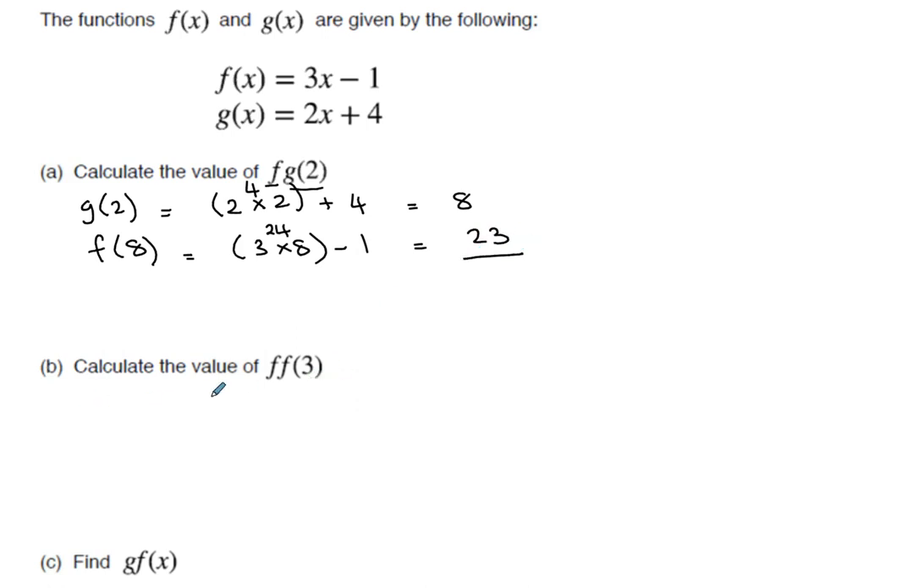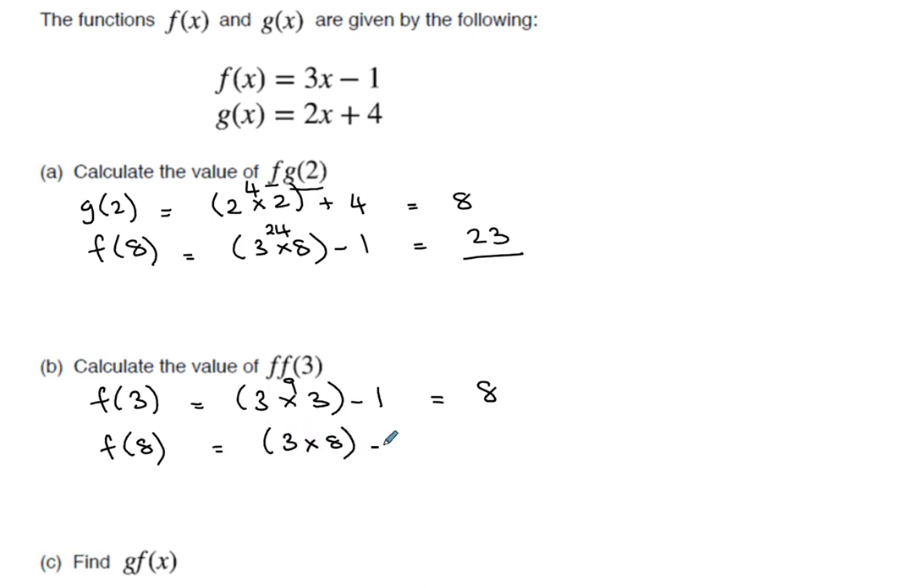Okay. Calculate the value of f(f(3)). So f(3) equals 3 times 3 minus 1. 9 minus 1 equals 8. And then f(8) equals 3 times 8 minus 1. And we saw that before. Seems to be the same. Equals 23. Oh my god, 8, 23, 8, 23.